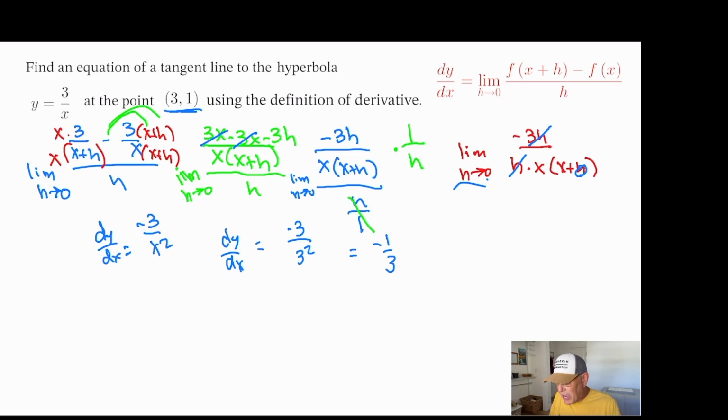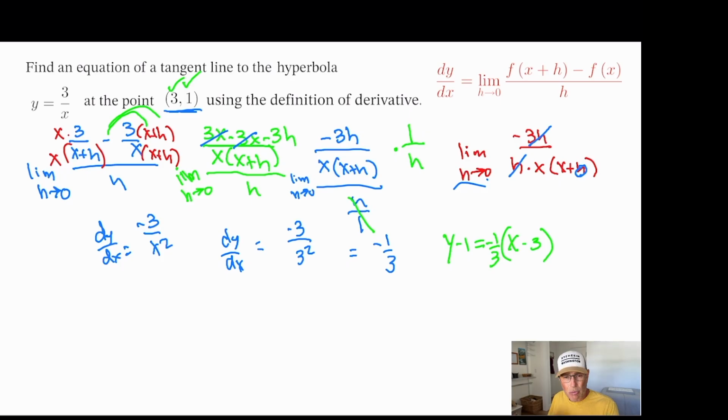Okay, now all we have to do is write the equation of the tangent line. We have the slope, we have the point, so let's finish this off. Y minus 1 equals x minus 3 with my slope, negative 1/3 in front. Now that's in point slope form. They didn't ask us for any other form, so that's okay, that's sufficient.